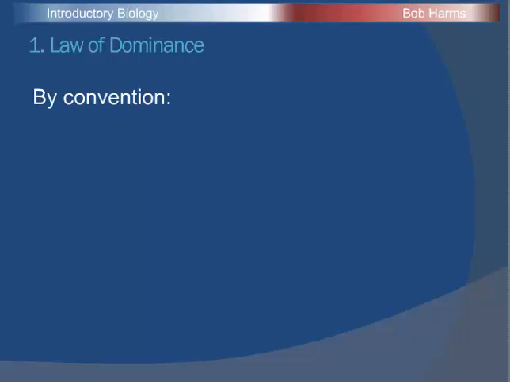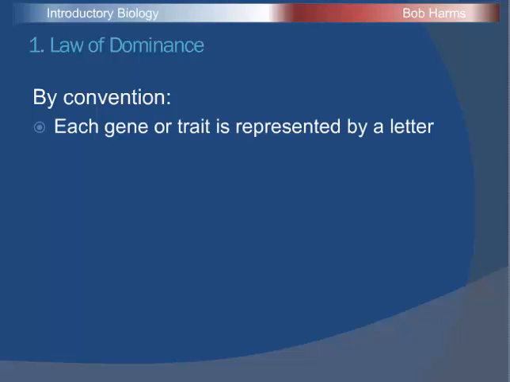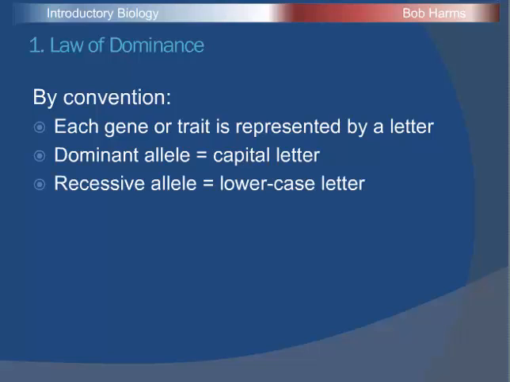So let's walk through one of Mendel's examples. Now today, by convention, anytime we talk about a gene or a trait, we assign it a letter, and it's just an arbitrary letter that we're going to pick. But we're always going to write the dominant allele as a capital letter. And so whenever we see a capital letter in our genetics, we know that refers to a dominant allele. The recessive allele is always going to be written as a lowercase letter, as the same letter, but in the small size form.